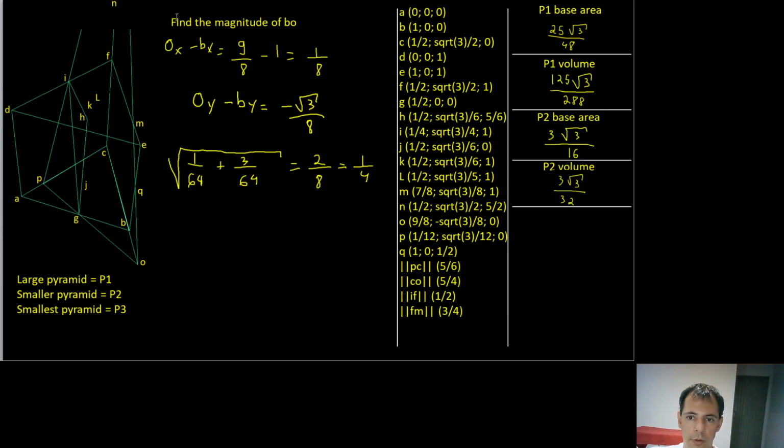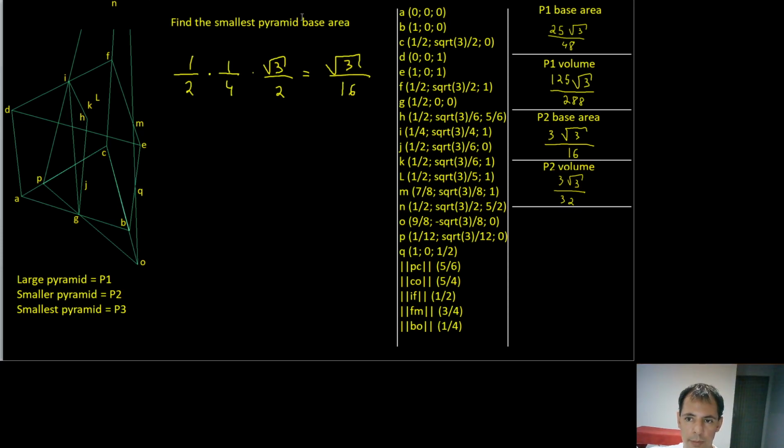Now you're going to find the magnitude of BO from here, the same way, okay? And find the smallest pyramid's base area. It's this pyramid right here. It's kind of hard to visualize, but it's the pyramid that comes outside of the prism. If you go back to the beginning of the video, you'll be able to see that a little bit of the larger pyramid comes outside of the prism. You don't want to take that into account. You want to subtract that.